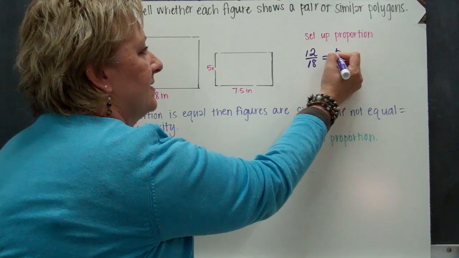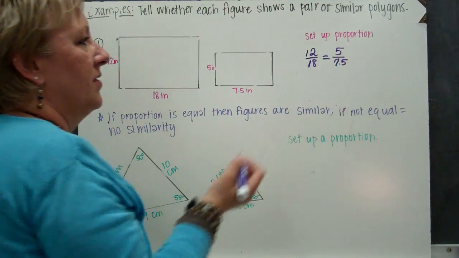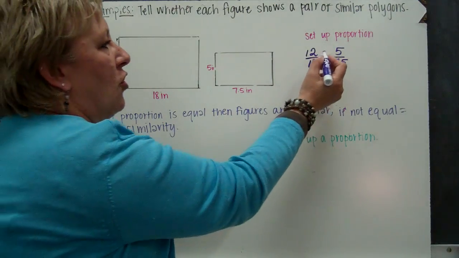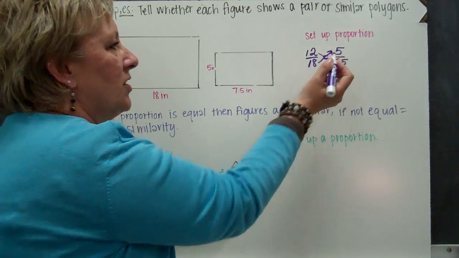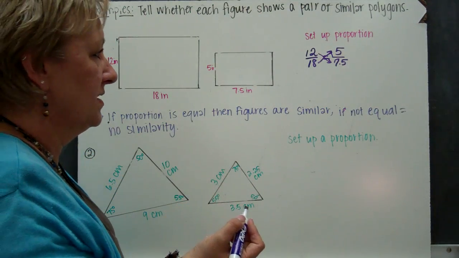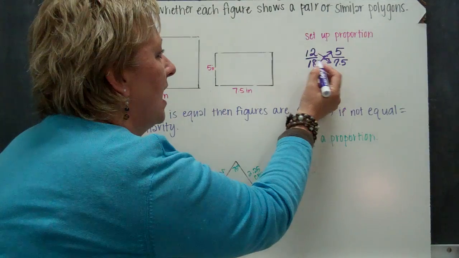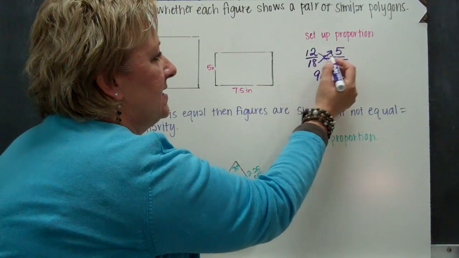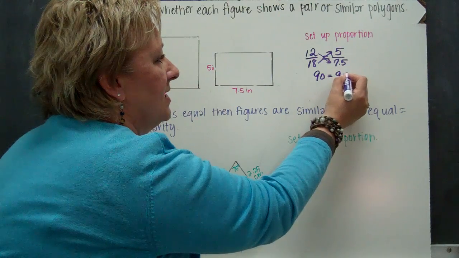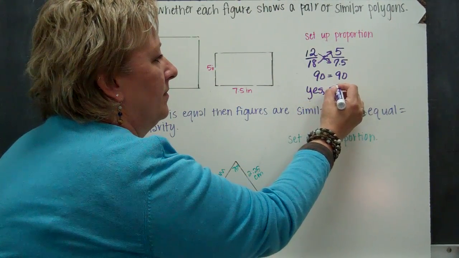So I'm looking at the same sides of both of my figures. I'm going to cross multiply, and if they equal each other, they are similar in nature. If not, they are not going to be similar polygons. I know that 12 times 7.5 is 90, and I know that 18 times 5 is also 90, so yes, they are going to be similar.